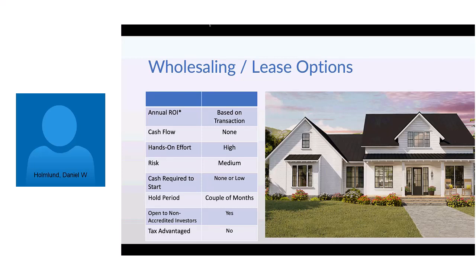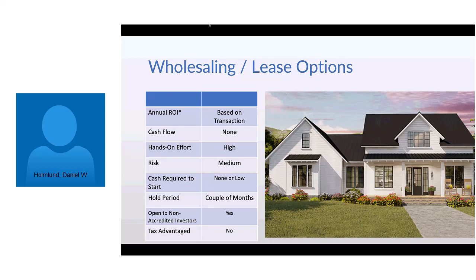So the idea here is it's transaction-based, the ROI. Cash flow, there's no cash flow involved in this because you're not collecting the rents. What you are doing, though, is you are putting a house under contract and then trying to find somebody who wants to execute that contract.